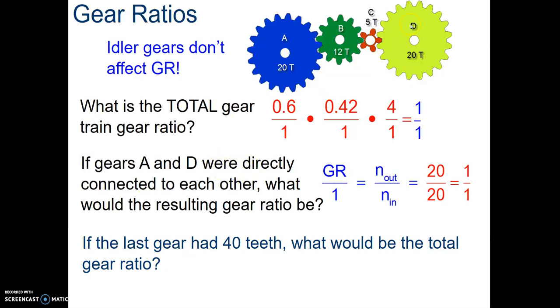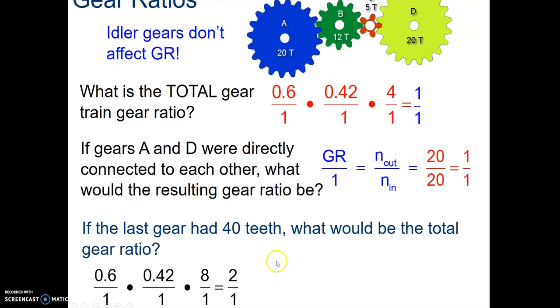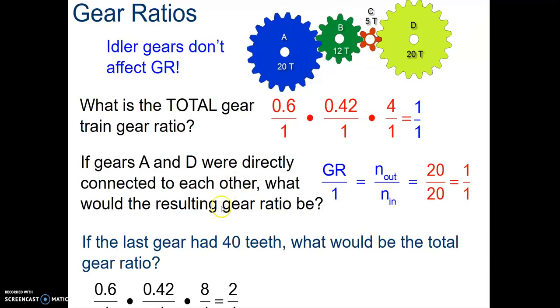So if we switch this out and put 40 teeth here, output is 40, input is 20, we get a 4 to 2. That 4 to 2 ratio gives us a ratio of 2 to 1. So our gear ratio would be 2 to 1. It takes 2 revolutions of this gear to make 1 revolution of that gear on the output.